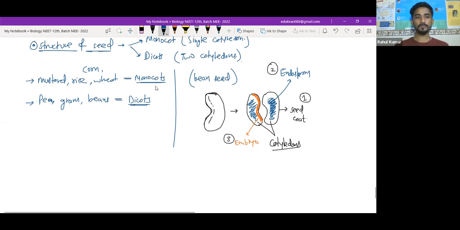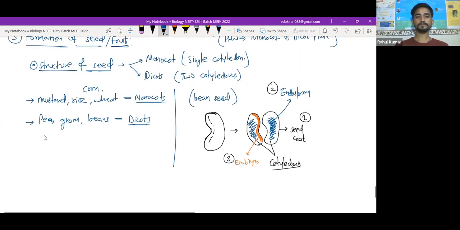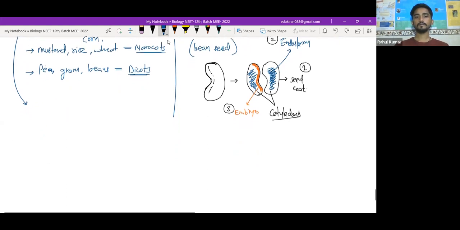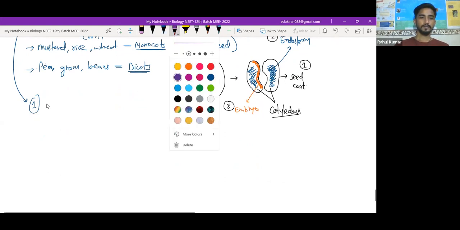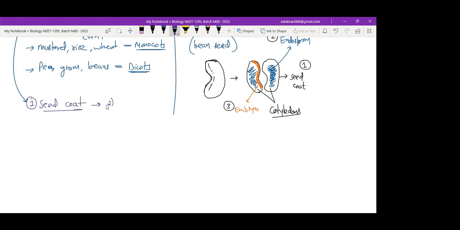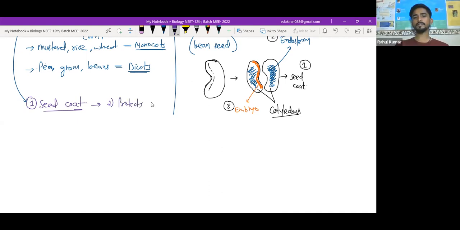So write down the structure of seed. Every seed has three basic structures. First is known as the seed coat. What do you think the seed coat does? Protection. One very fundamental thing is that it protects the internal structures of the seed, which also includes the embryo.